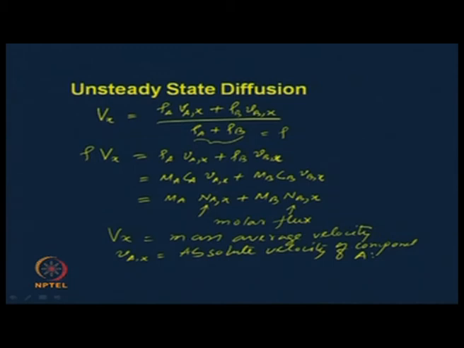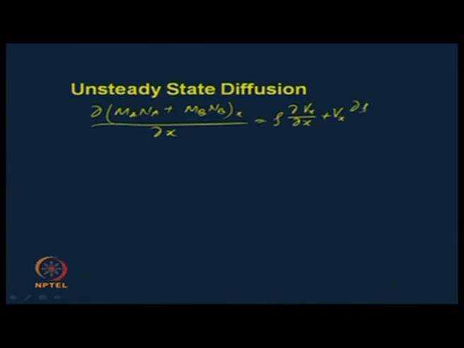So, then from this we can write del (M_A N_A plus M_B N_B) at x del x will be equal to rho del V_x del x plus V_x del rho del x. So, this is equation number 9.